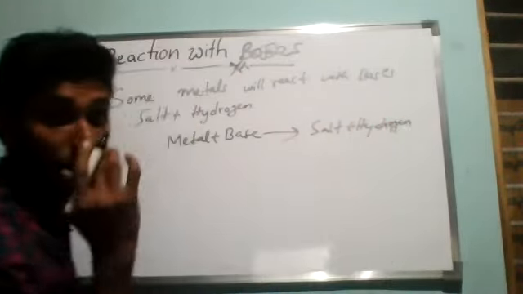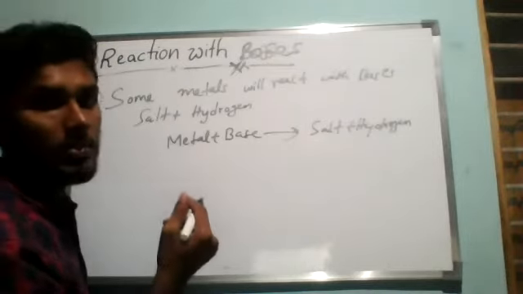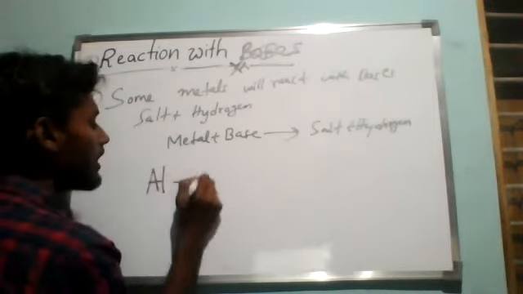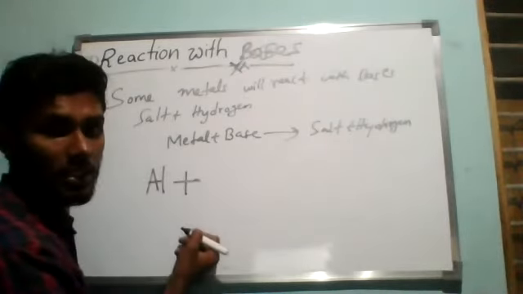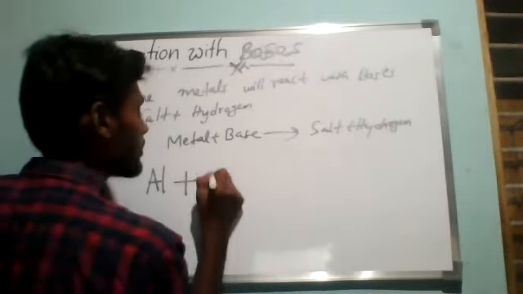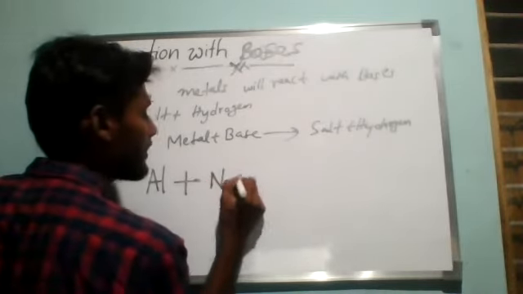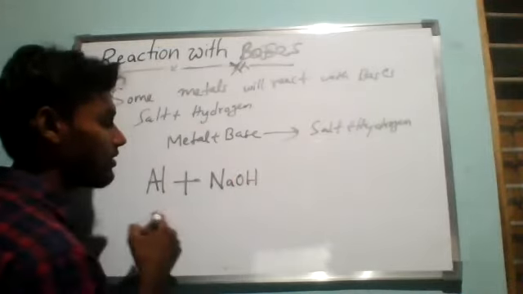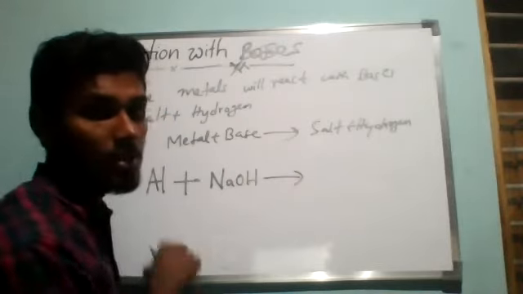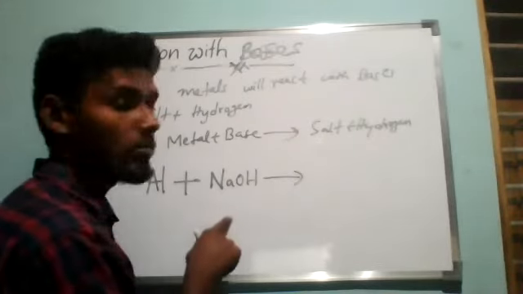Suppose we take aluminium. The symbol of aluminium is Al. Aluminium is reacting with sodium hydroxide. I have already taught you the formula of sodium hydroxide: NaOH. I am writing the chemical equation directly; if you want, you can write word equations. Sodium hydroxide will react with aluminium.